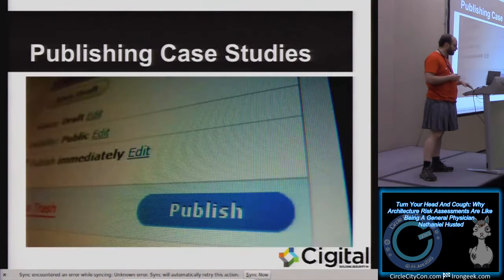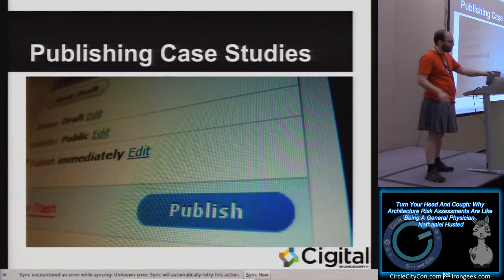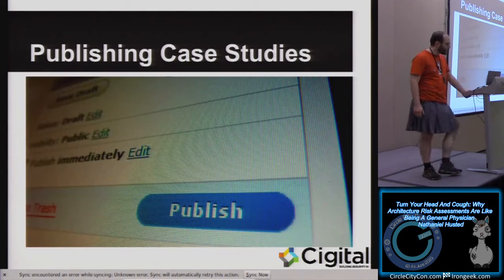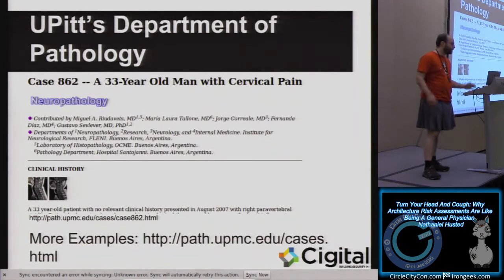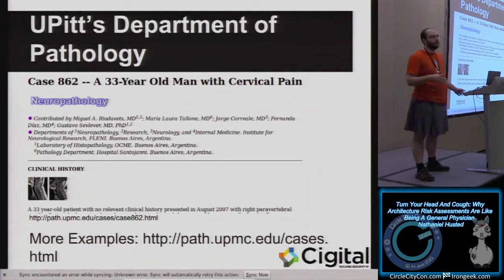So I think one of these is the notion of publishing case studies. One of the things that doctors can do, and that they do perform, is publishing a case study, where you have a document that gives you either a hypothetical or a realistic patient. It gives you a list of their conditions, and it helps you think about what the diagnosis would be. So some of these are training sites.